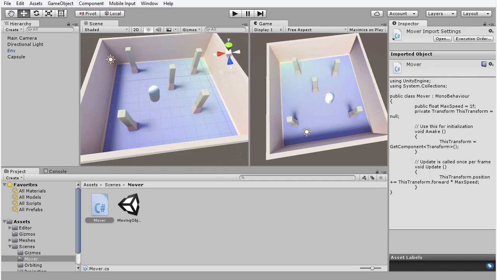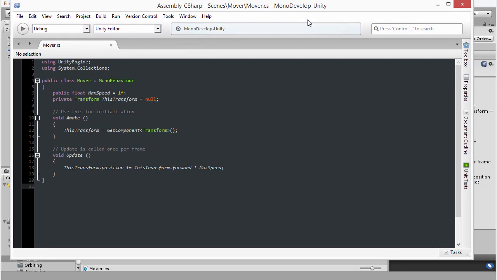In the preceding movie, we coded some functionality that allows an object to move in the direction in which it's looking, and I left you with a tantalizing cliffhanger that told you there was one small ingredient missing from the overall equation. If I go back to MonoDevelop and take a look at the Update function, there is something that is missing from here.